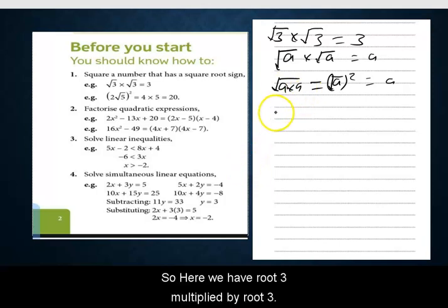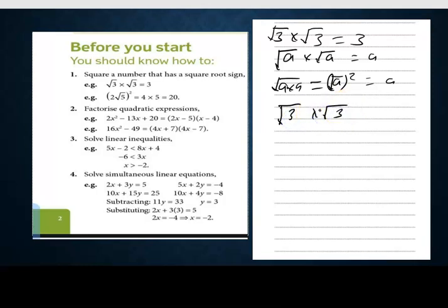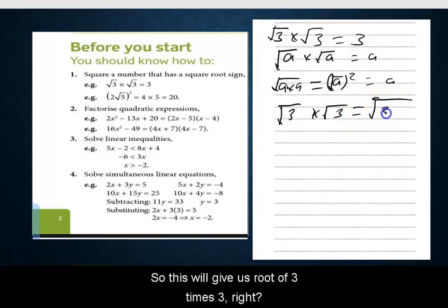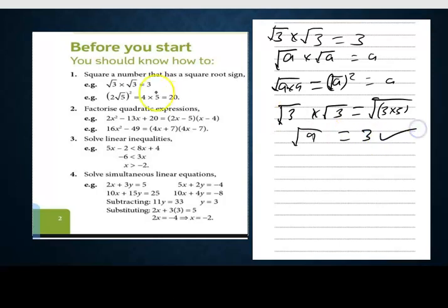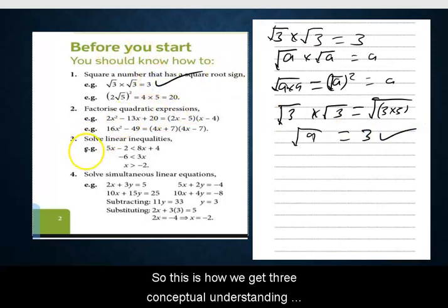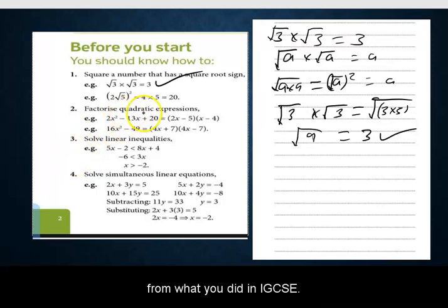So here we have root 3 multiplied by root 3. This will give us root of 3 times 3. Right, so what is root of 3 times 3? Root 9, and root 9 is nothing but 3. So this is how we get 3. Conceptual understanding from what you did in IGCSE, and you can do the same.